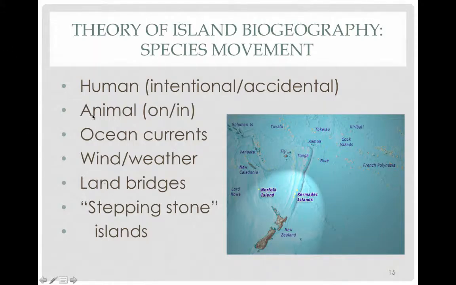Okay. How do the animals move? Well, humans bring stuff intentionally or accidentally. Animals can carry other animals or plants. Ocean currents, wind can blow organisms there. Land bridges. Remember that the United States used to be connected to the Eurasian continent through a land bridge that stretched from Alaska over to Eurasia. And then also stepping stone islands. As an example, the Polynesian islands, organisms have, through looking at genetics, we now know that organisms kind of hopped their way down these islands to get to New Zealand.